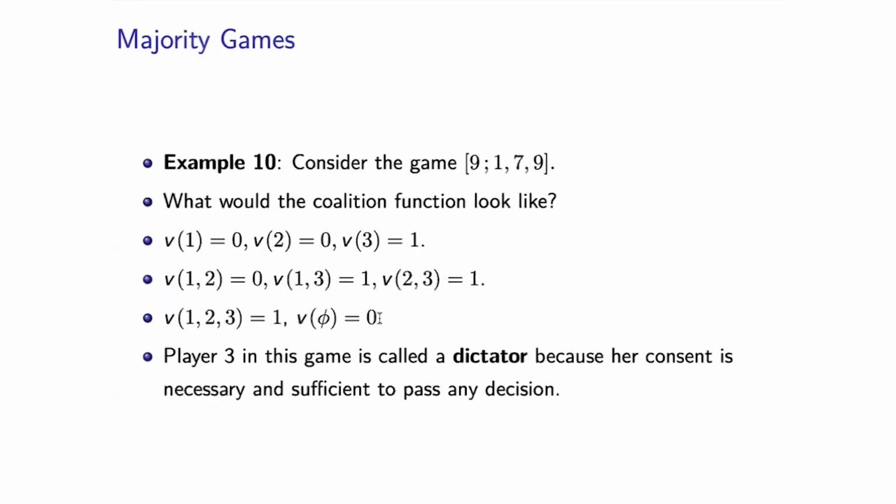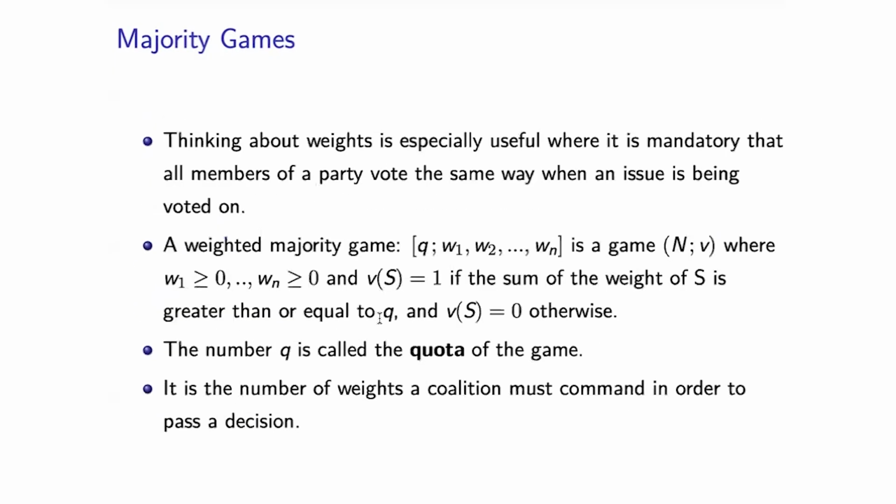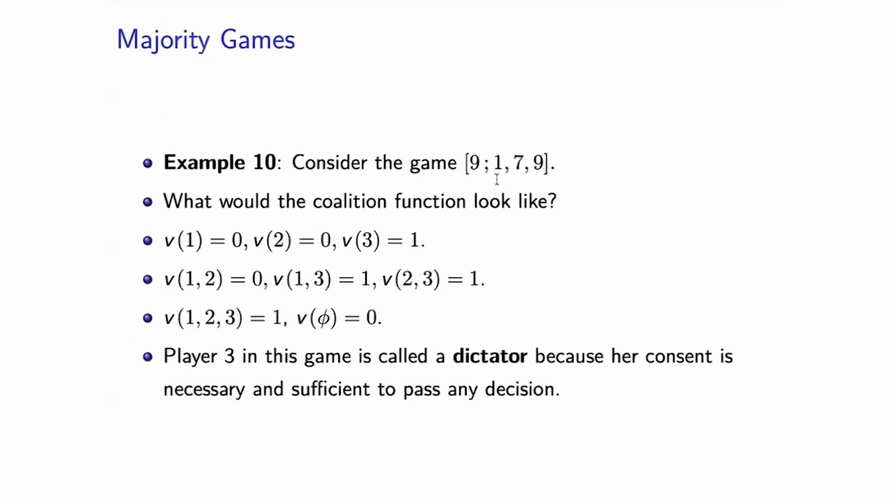Imagine that you have a game. Remember that weighted majority games are described in this format, where you specify the quota first and then the weights of the different entities. So this is Q equal to 9, and then W1 equal to 1, W2 equal to 7 and W3 equal to 9. What this means is that in order for the decision to be passed, you need at least 9 members voting in as a coalition.